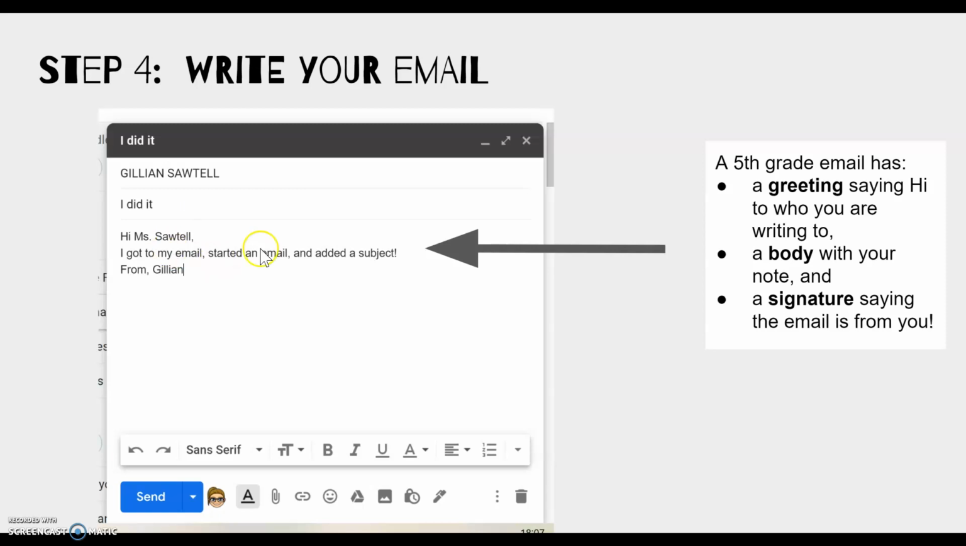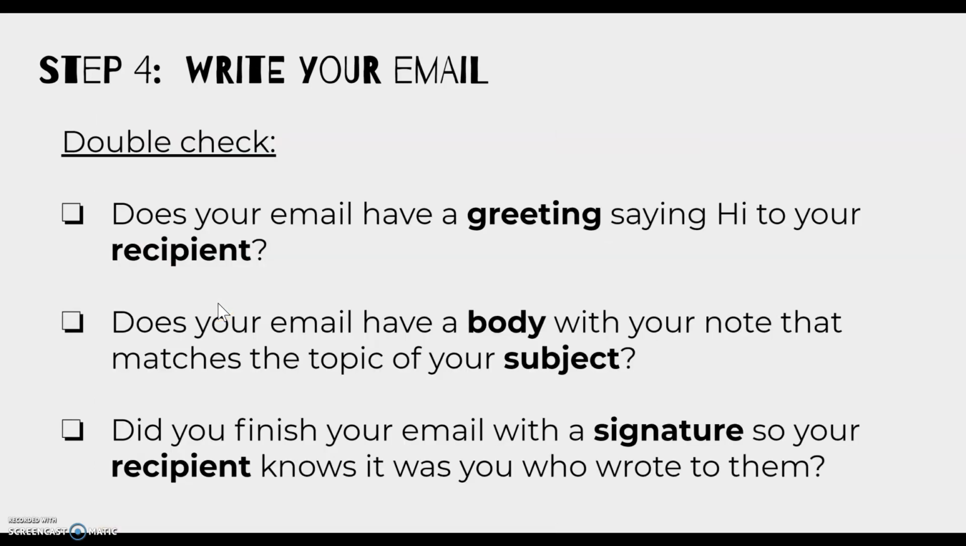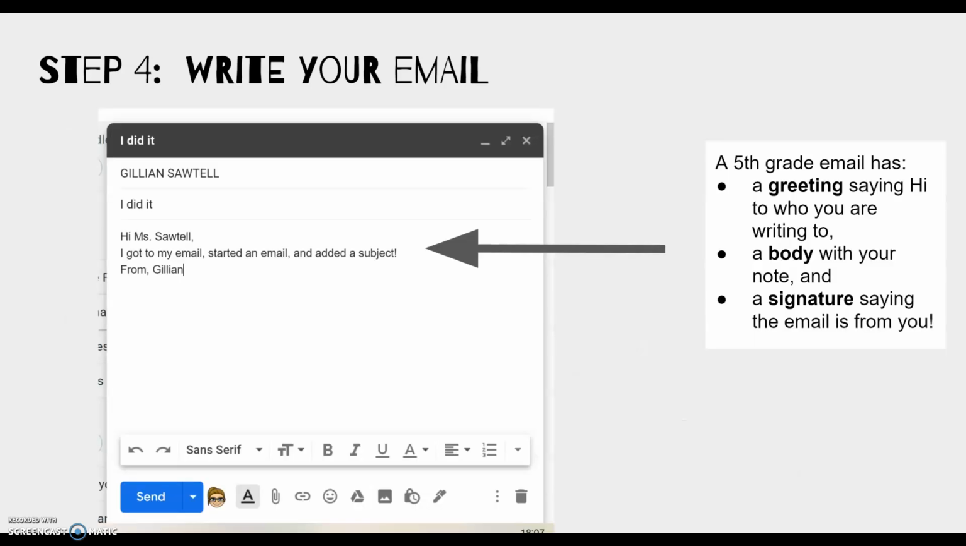Lastly, when you have your recipient, you have your subject that I know I need to fix, then you're going to have your body. And a good body has a greeting saying hi. Your body has your note, your message that you want to say, and then it has a signature. That way Miss Littell knows that, oh, this email's from Jillian. So an email has to have a greeting saying hi to your recipient, the person you wrote to. Your email has to have a body that is your note, and that note has to match the topic of your subject.